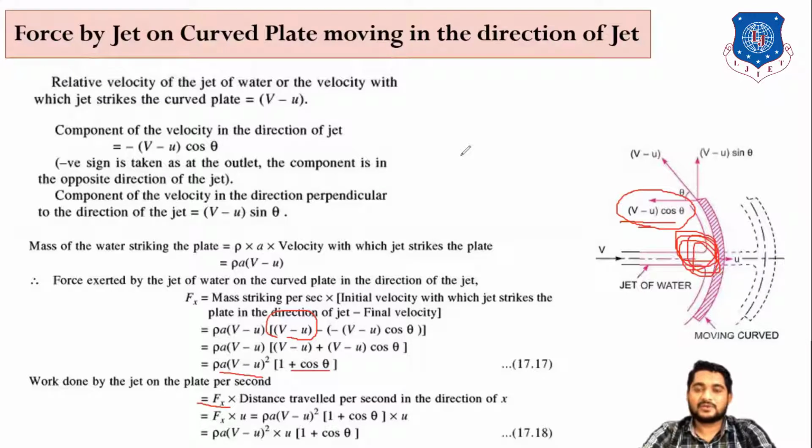In a similar way, as per the earlier equation, we have to find work done, because here also the blade is moving. So work done per second means Fx into velocity. You have to remember this: work done per second, or power, is equal to force into velocity. So this is the value of force and this is the velocity. So rho a (V minus u) squared (1 plus cos theta) into velocity u is the main equation of power, or work done per second.